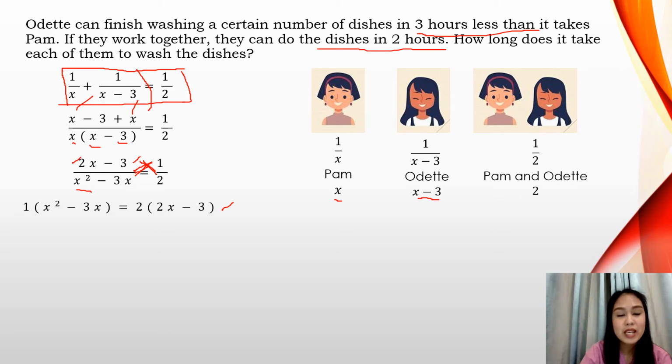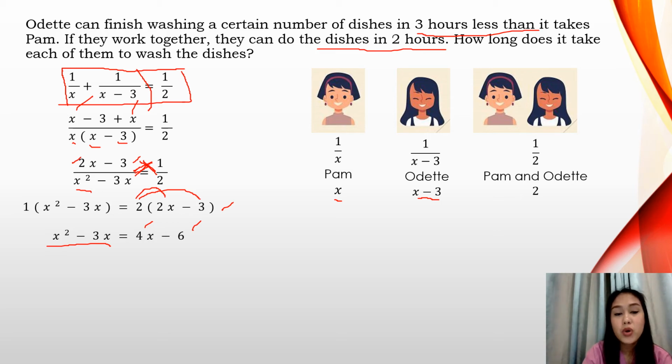So 1 times x squared minus 3x, that can be simplified to x squared minus 3x equal to, distribute 2 to 2x minus 3. 2 times 2x is 4x. And 2 times negative 3 is minus 6.